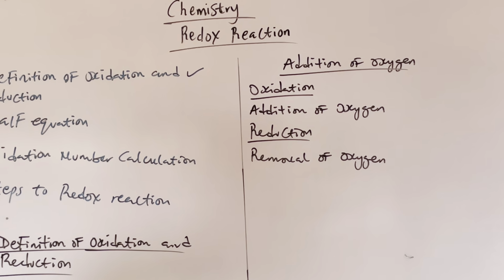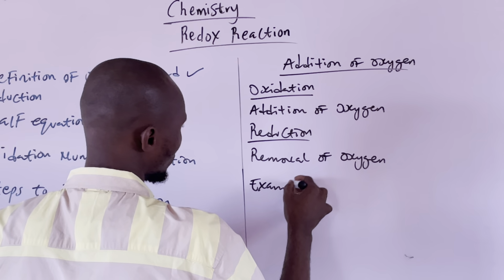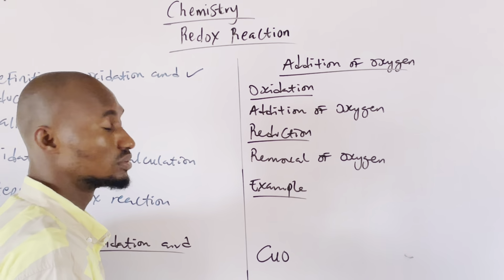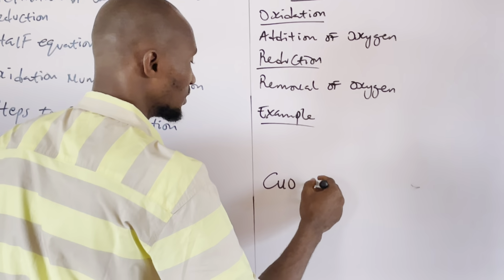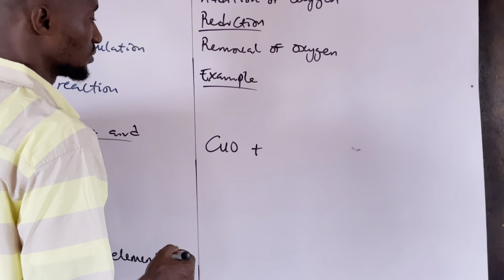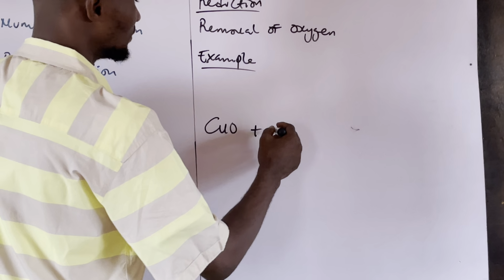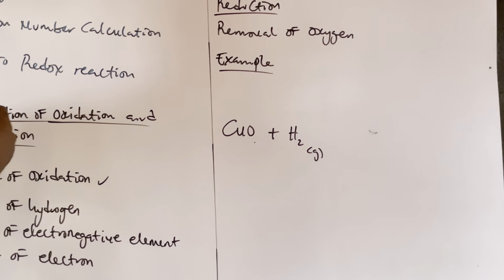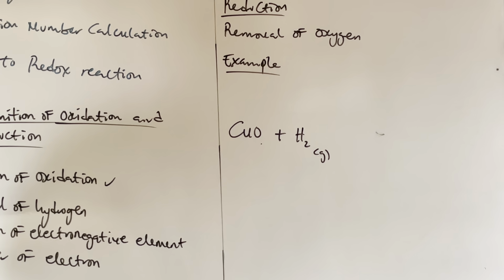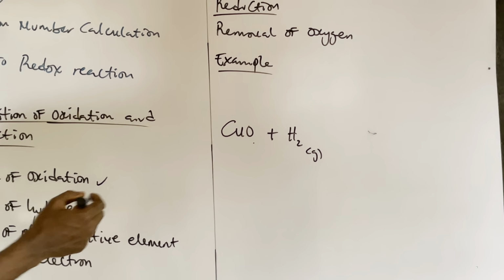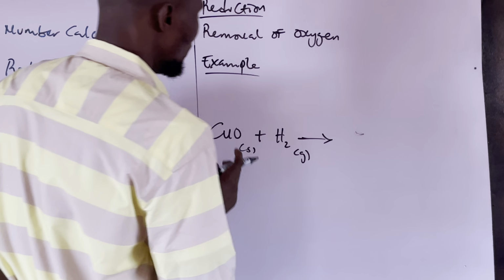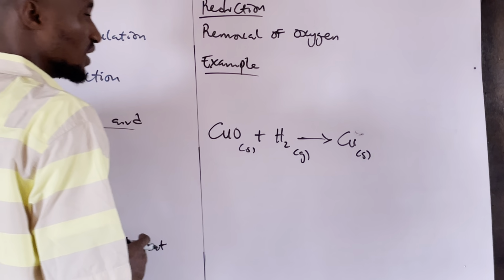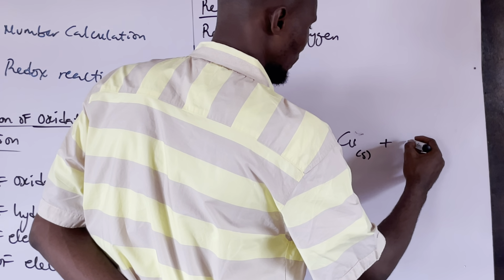Now, how can we understand that? Example. This is where you need to pay careful attention. Let's use copper 2 oxide plus hydrogen gas. This copper 2 oxide, is it a solid or a liquid? If you are to balance this equation, we are going to have copper solid, and we are going to have water here.